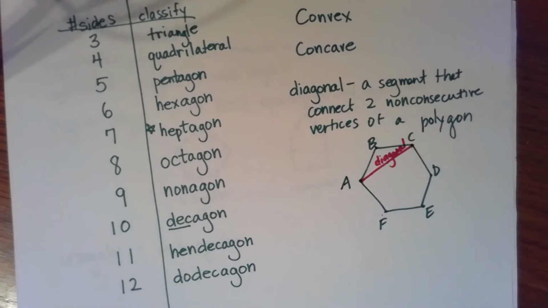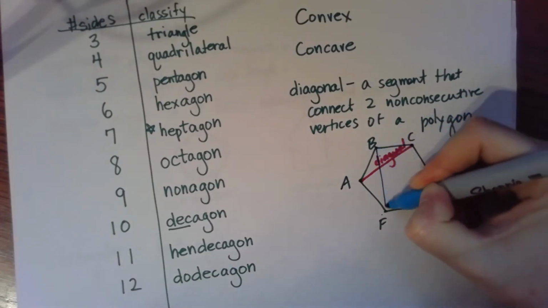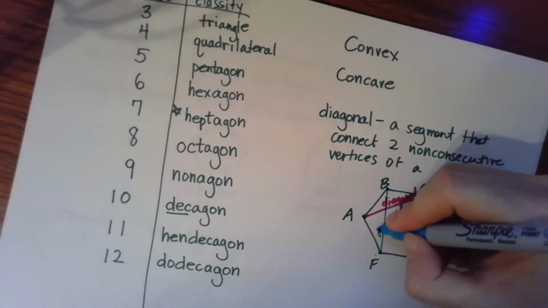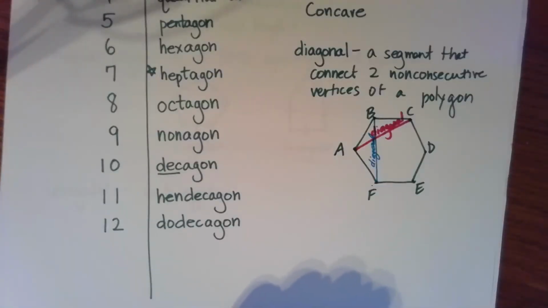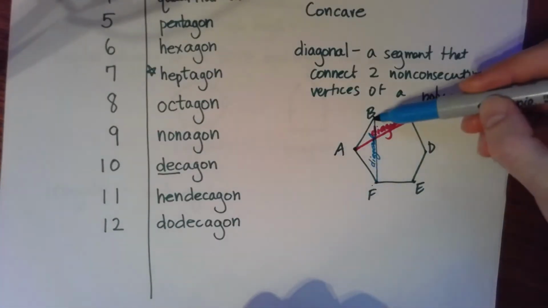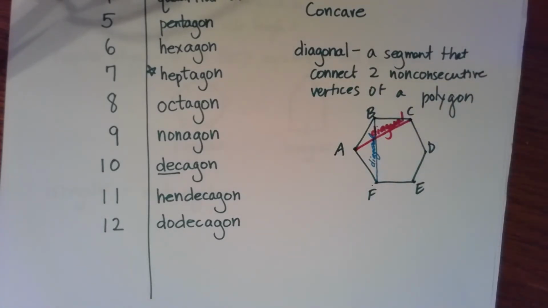Let's look at some other non-consecutive vertices. Let's see, what about B? B and F. That would also be a diagonal. Those are non-consecutive vertices. I could also do B to E or B to D. So you can see there's lots and lots of different diagonals in there.